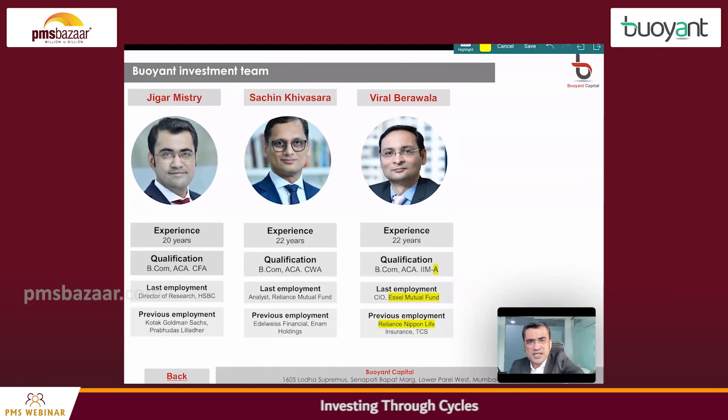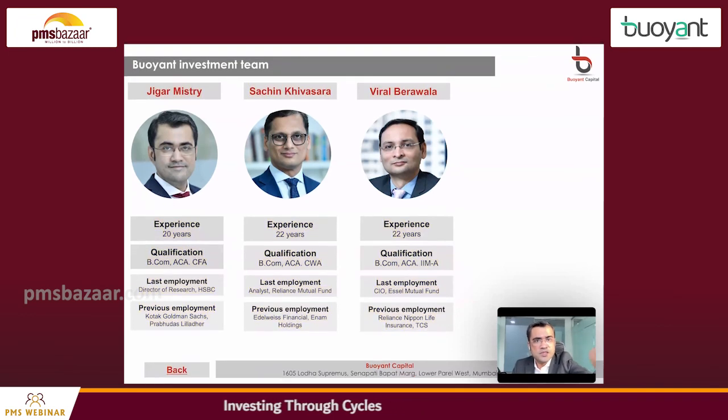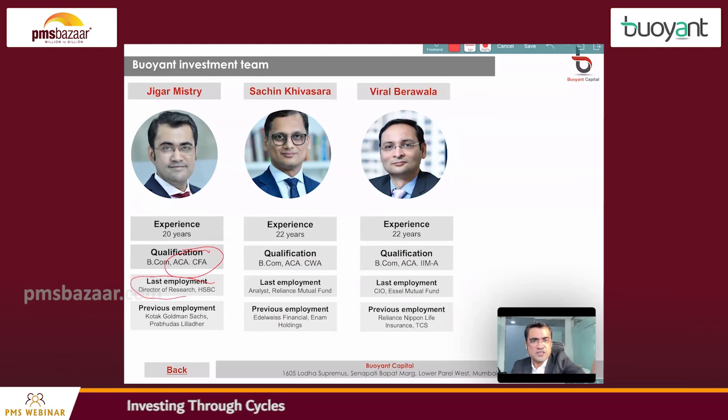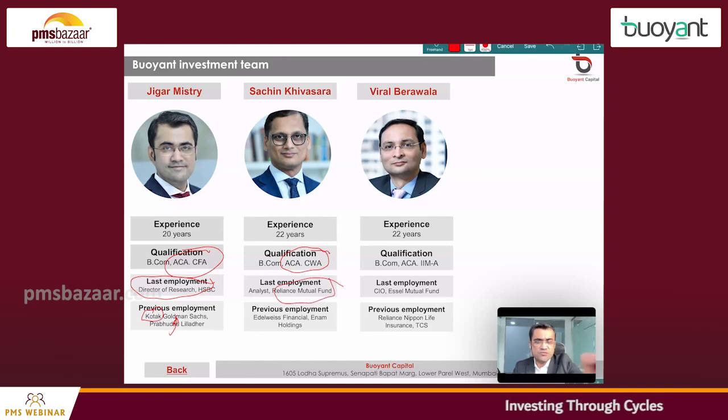I am a CA and a CFA from AIMR US. I was last director of research for HSBC Bank, which is typically a sell-side job. So my job was to advise foreign institutions on how and where to invest in India. And before that, I was with Kotak, which was then a JV with Goldman Sachs. And Sachin is also a CA and a CWA, and was last with Reliance Mutual Fund.